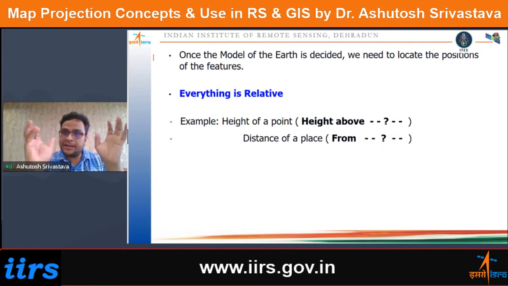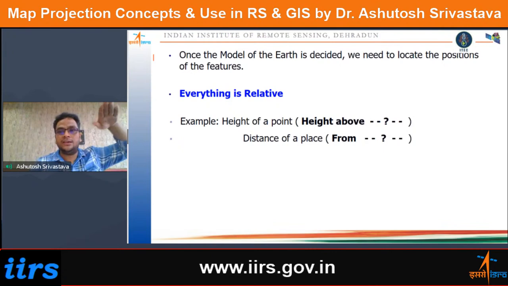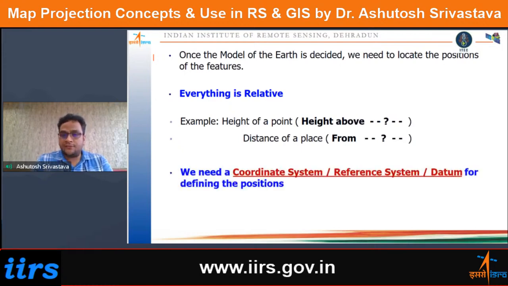So once the mathematical model of the earth is defined, after that we will define the reference point, like the height, from where we are taking it. We are taking it from the geoid, or mean sea level, or ellipsoid. We will discuss this in our lecture. So that reference point we need to define, and after that only the position will be estimated. So height of a point, distance from where, all these things will be derived. So we need a coordinate system, reference system, datum for defining the positions.